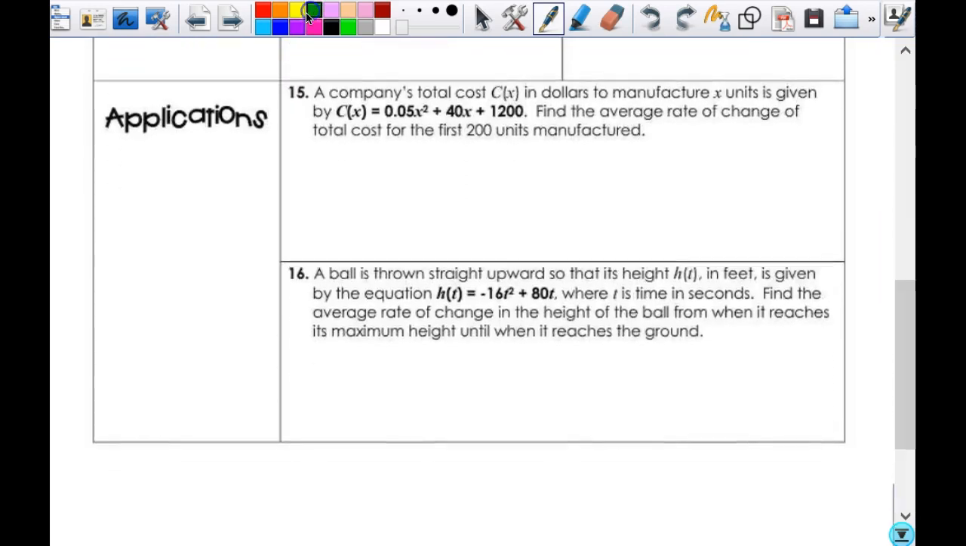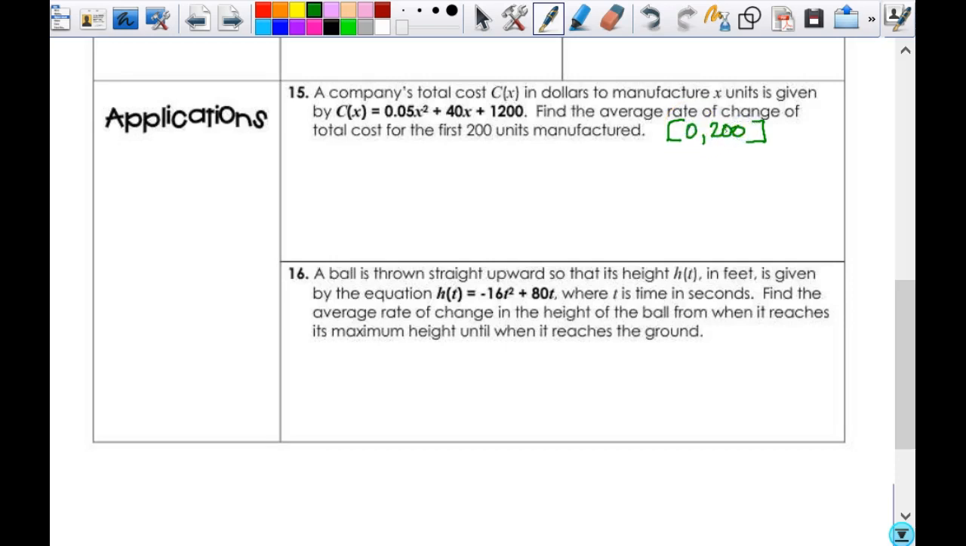A company's total cost in dollars to manufacture X units is given by this. Find the average rate of change in the total cost for the first 200 units. All right, so it was still average rate of change. The one thing I didn't get here that I got on the ones above was the interval. Like they told me, but it's not written as an interval. So if I want the average rate of change on the first 200, what does my interval look like? 0 to 200. Okay, good.